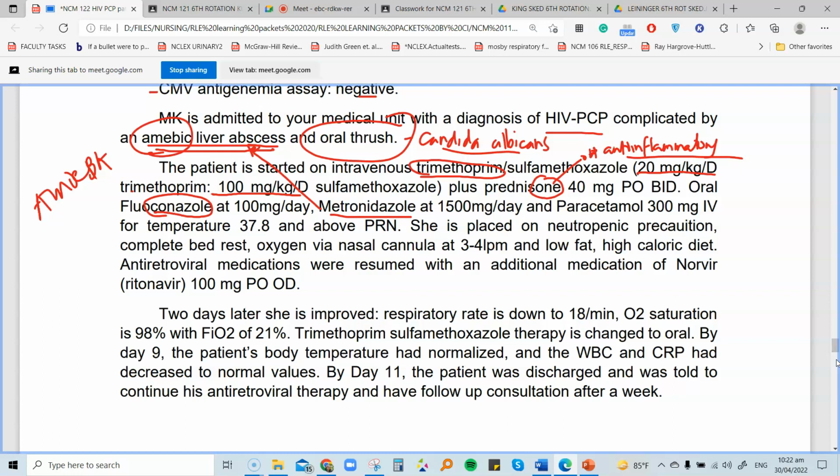Actually, that is not quite correct. The term isolation itself is not quite correct. There is such a thing as isolation, and there is such a thing as reverse isolation. It seems you cannot identify the transmission-based precautions for our patients. You have to understand we have 3 different types.